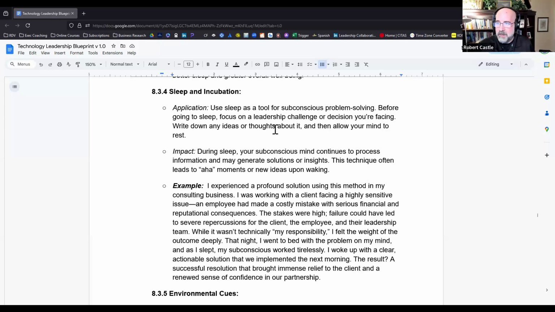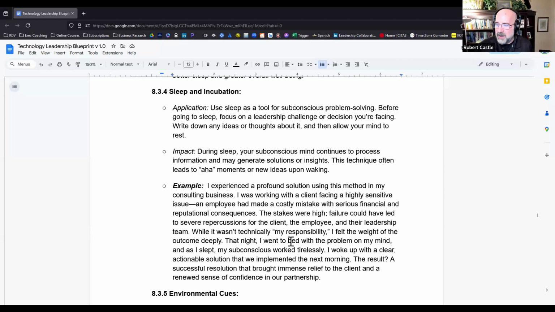Here's another application: use sleep as a tool for subconscious problem solving. Before going to sleep, focus on a leadership challenge or decision you're facing and write down any thoughts or ideas about it. Then allow your mind to rest. During sleep, your subconscious mind will very often continue to process that information and may generate solutions or insights. This technique often leads to waking up with aha moments.